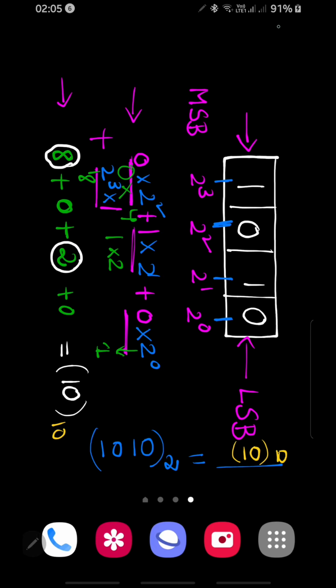Let us implement one more example, example 2. We can take binary data like 1 1 0 1 0. How many bits are there? 5 bits. The base is 2. This is the process of converting binary data into decimal data. Let us implement it.